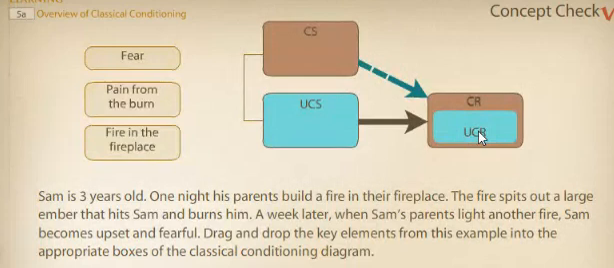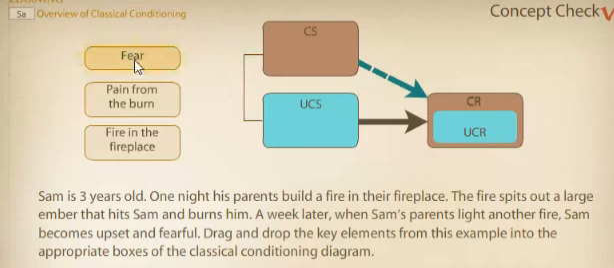How about this one? Sam is 3 years old. One night his parents build a fire in their fireplace. The fire spits out a large ember that hits Sam and burns him. A week later, when Sam's parents light another fire, Sam becomes upset and fearful. Drag and drop the key elements from this example into their appropriate boxes of the classical conditioning diagram.